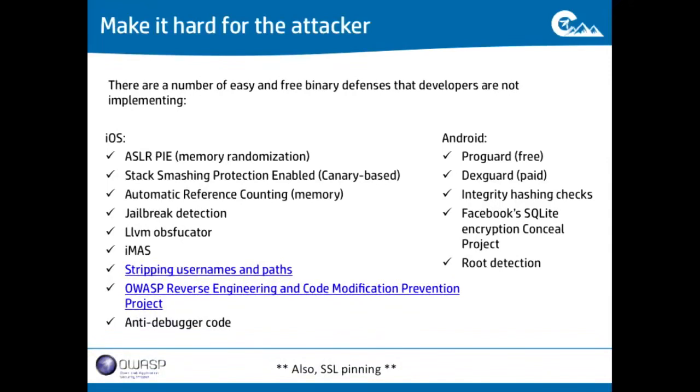Stripping usernames and paths from your application before it goes to production is really important, as well as symbols. And then there's another project in OWASP called the Reverse Engineering and Code Modification Prevention Project, which gives more information and code snippets about defeating an attacker who's trying to reverse engineer your project, which includes anti-debugging and anti-reverse engineering. So if someone tries to hook up your app to a reverse engineering tool like IDA or Hopper, or they're trying to debug it with GDB, it will kill those tools immediately or cause them to give output that's just nonsensical.